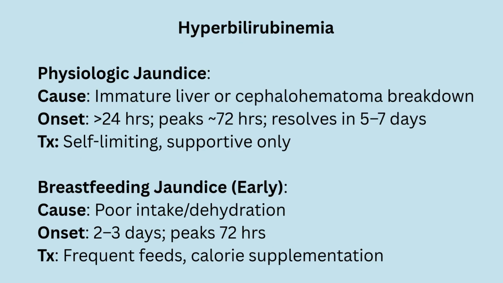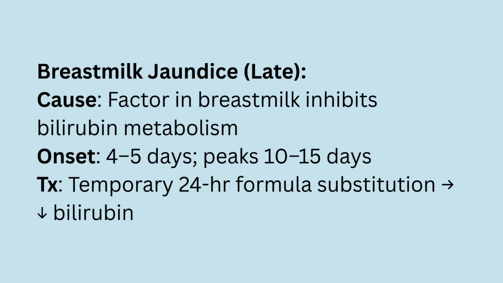Hyperbilirubinemia is another common complication. There are 4 types. Physiologic jaundice appears after 24 hours, peaks at 72, and resolves within a week as the liver matures. Breastfeeding jaundice occurs in the first few days from poor intake and dehydration, and is managed with more frequent feeds or supplementation. Breast milk jaundice appears at 4 to 5 days and is due to a factor in breast milk that slows bilirubin metabolism. This resolves if breastfeeding is stopped for 24 hours.